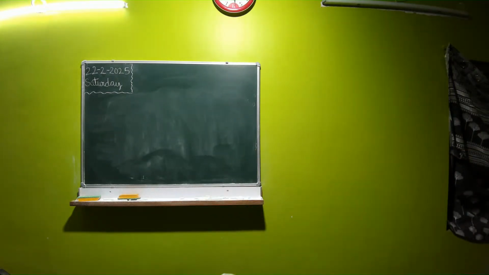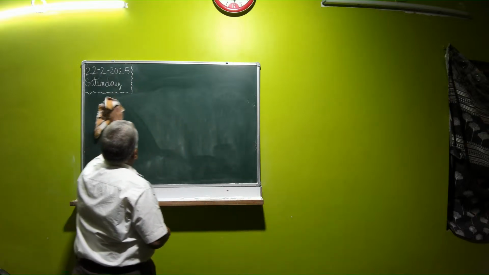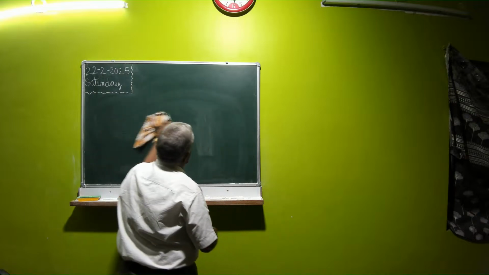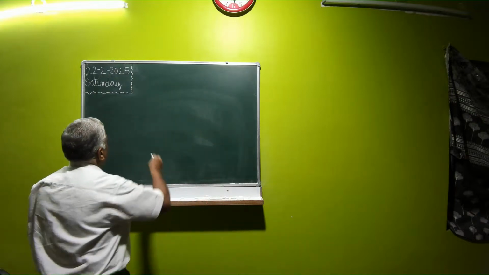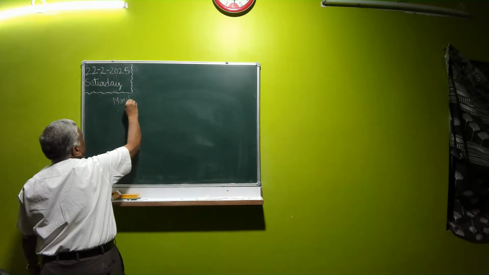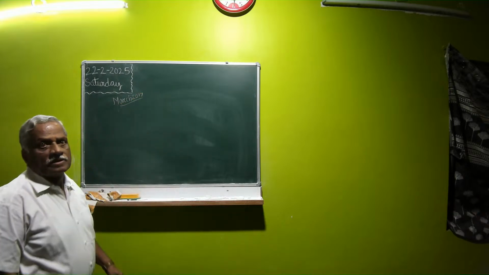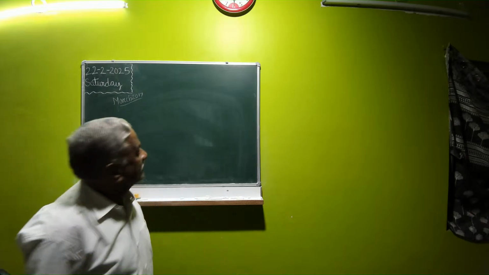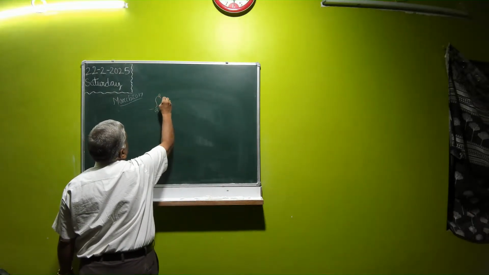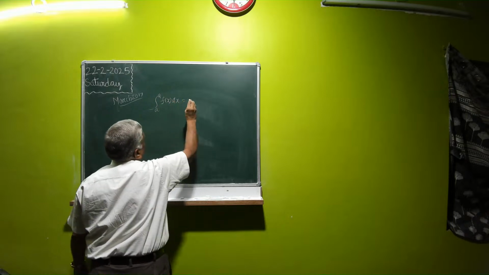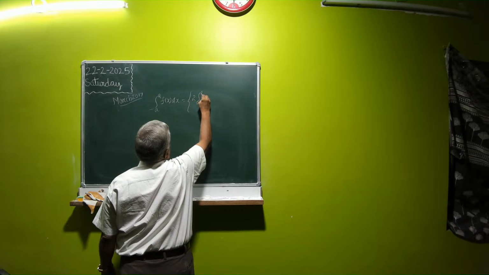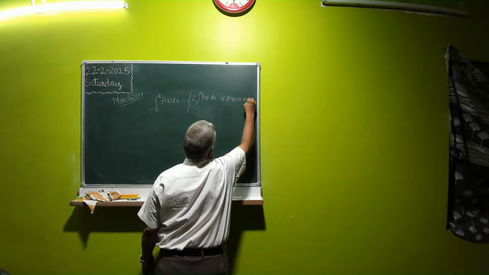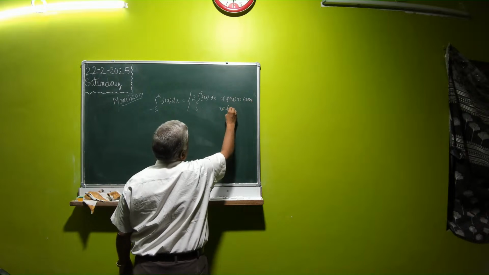March 2017 paper we are going to work now. The problem is integral from minus a to plus a f of x dx is equal to twice of integral 0 to a f of x dx if f of x is even, 0 if f of x is odd.